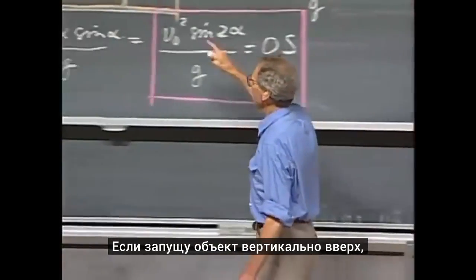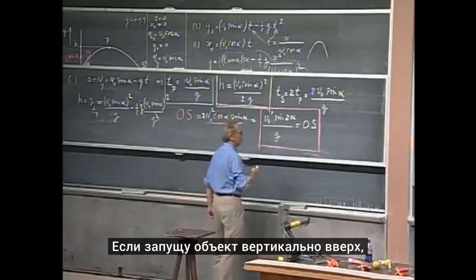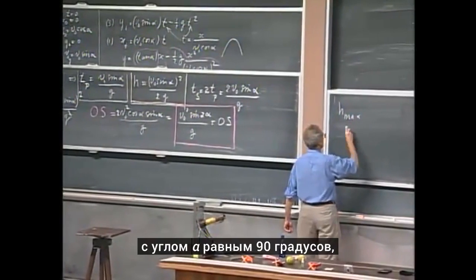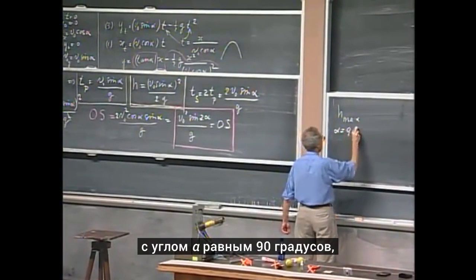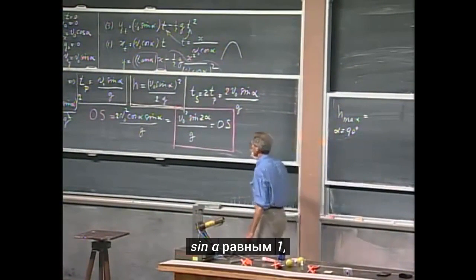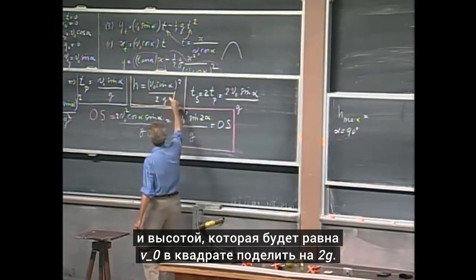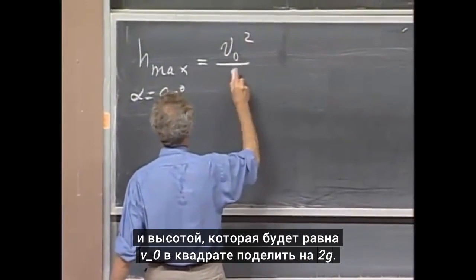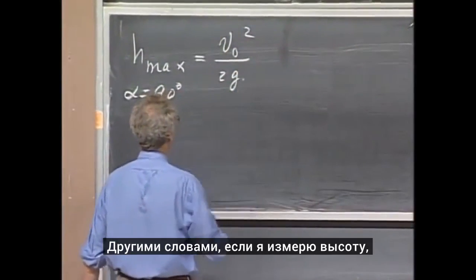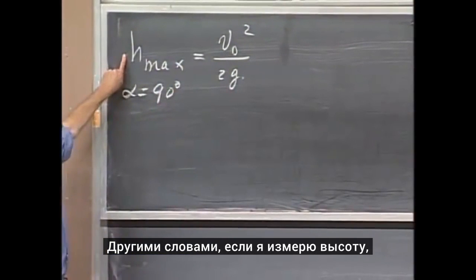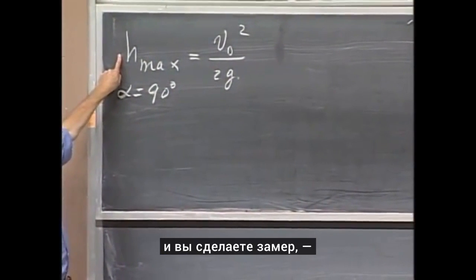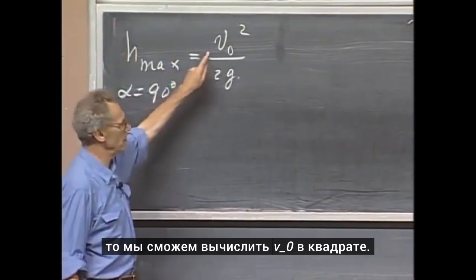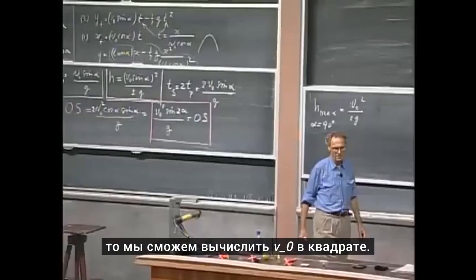If I shoot an object vertically up, that is the maximum value that it can go. So when alpha equals 90 degrees, then the sine of alpha is 1, then the height is v0 squared divided by 2g. In other words, if I measure the height, if I shoot it up vertically, and you can measure that for me, you will see how I'm asking you to do that, then we can calculate v0 squared.